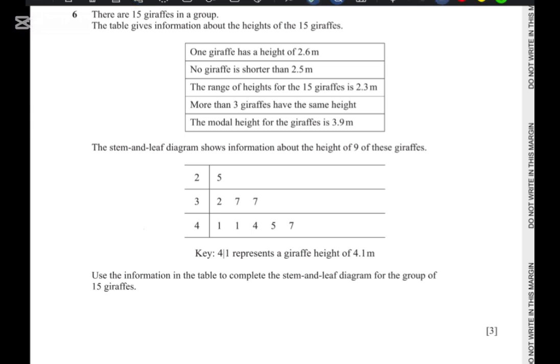Question number 6. There are 15 giraffes in a group. The table gives information about the heights of the 15 giraffes. So this is the table. The information is given. One giraffe has a height of 2.6 meters.